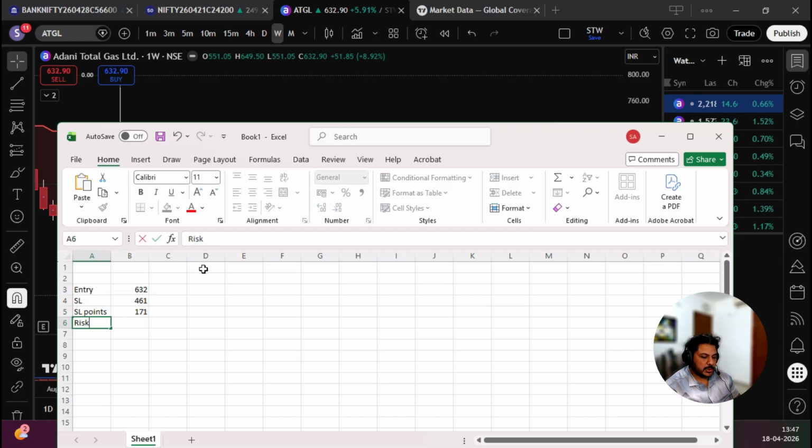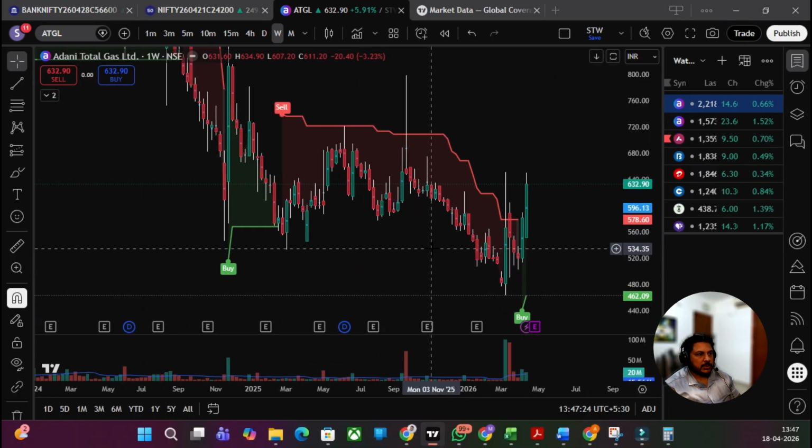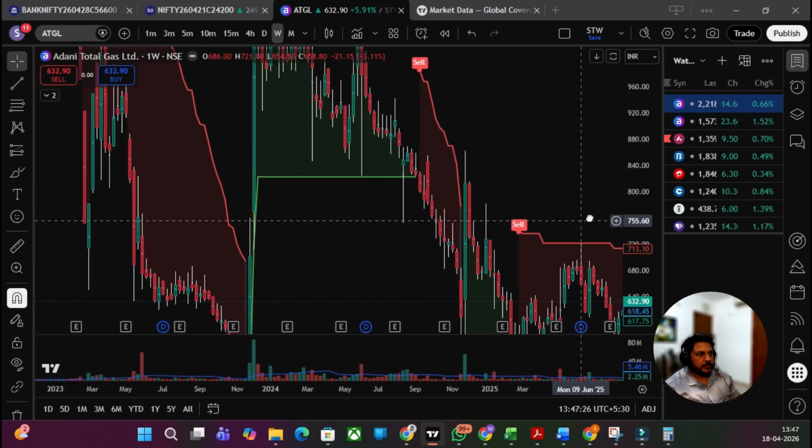So risk per trade is 5000. For example, if you have a higher risk, you can always increase this. So how much quantity I need to take for Adani is 29. So I can buy 29 shares of Adani Total Gas. Okay, and how does this strategy work?